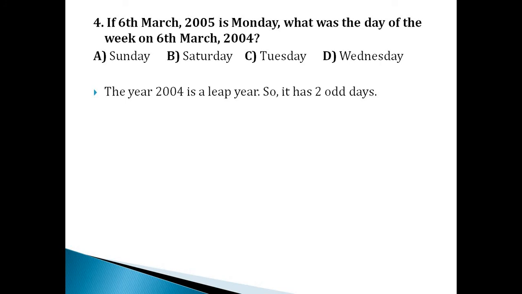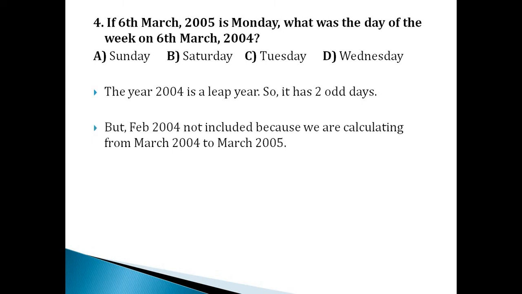This question says that they count from March 2004 to March 2005. So February 2004 is not included here. Yes, it is a leap year, and February will have an extra day, 29 days, but we are not counting the 29 days into this. So we will consider only 1 odd day because we are starting from March to March, right? So we have to consider it as an ordinary year, that is 1 odd day only.